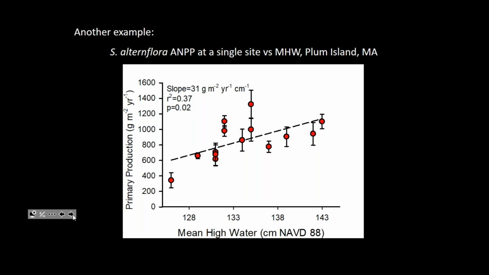Now, this is from Plum Island. These are productivity data from the frozen marsh in Plum Island. It's not frozen in the summertime. It's pretty productive. And this is a single site, and this is productivity from year to year as a function of mean high water level. And so we see the same thing in Plum Island. So this is not an isolated phenomenon.